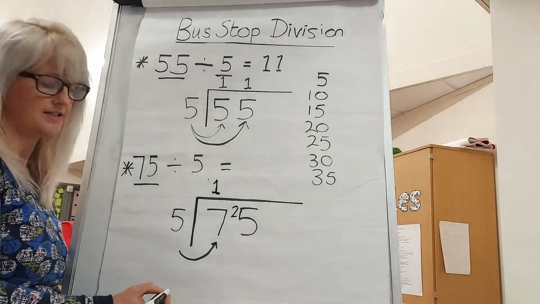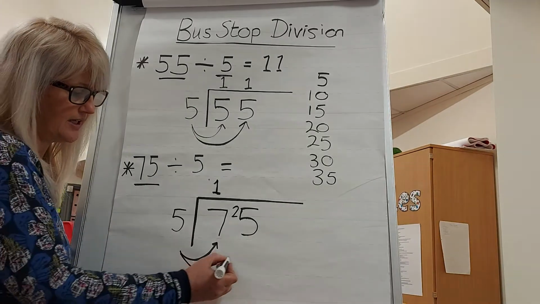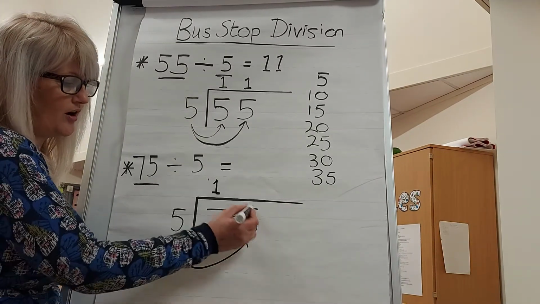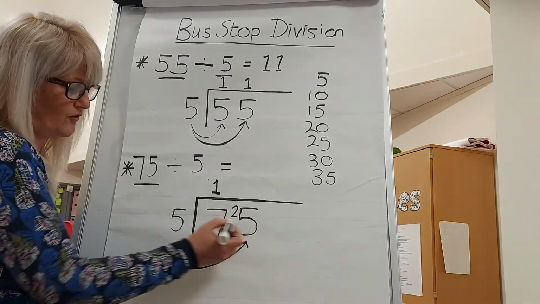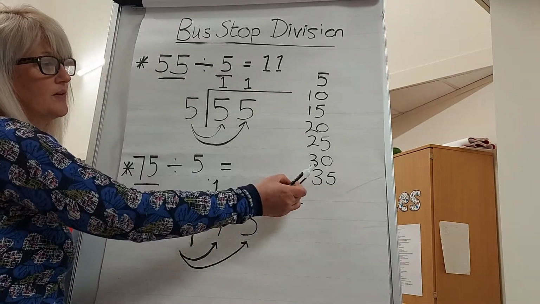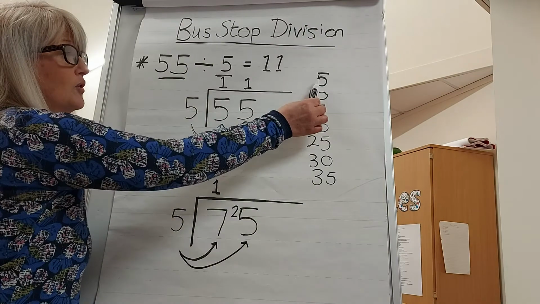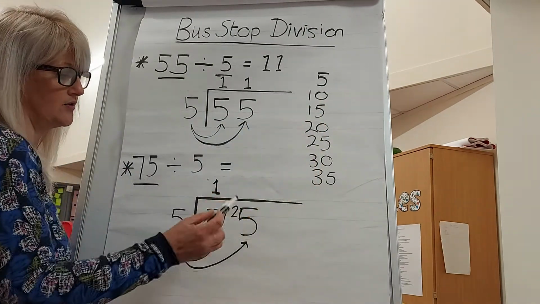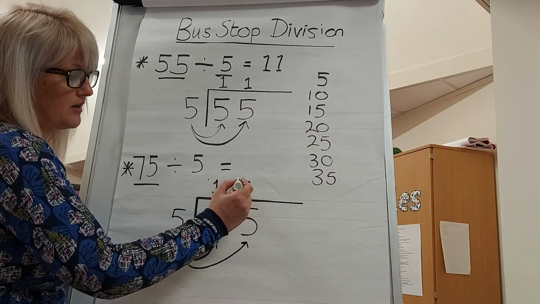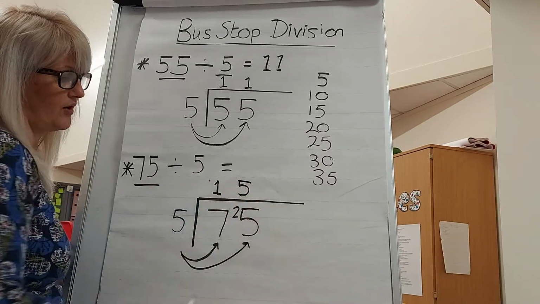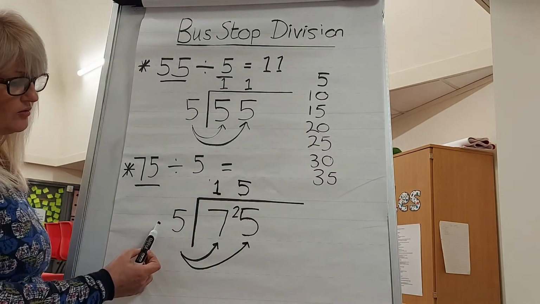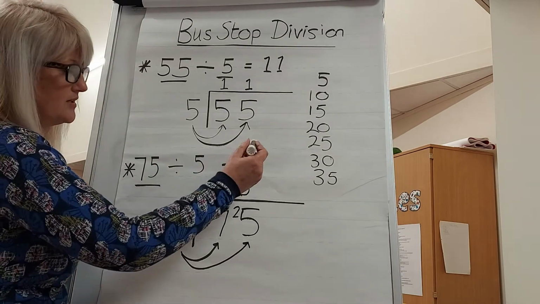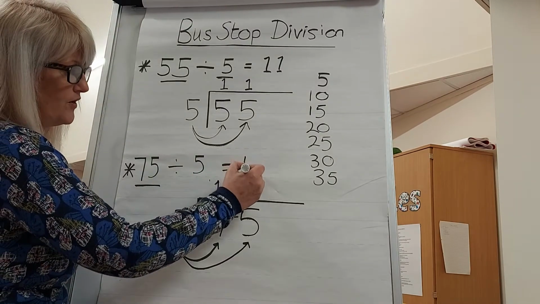and that makes this number now the number 25. So my second calculation is how many 5s go into 25. So I look at my 5 times table and I just count. 1, 2, 3, 4, 5 times 5 is 25. So on my answer line, I write the number 5. So now I know that 75 divided by 5 is 15.